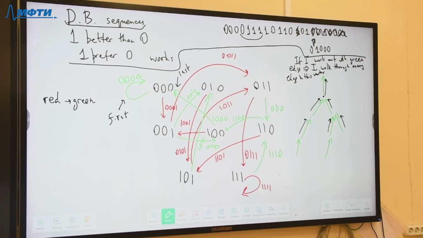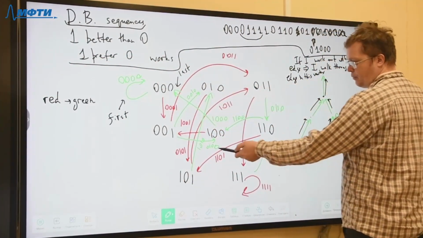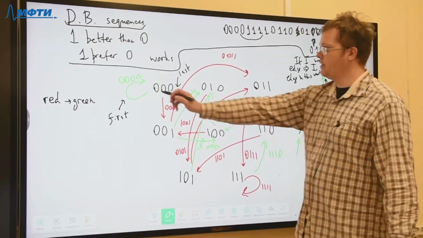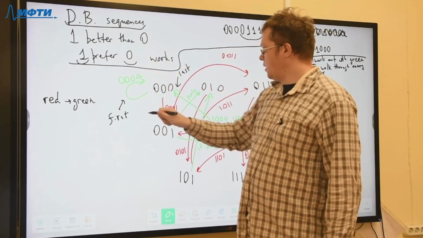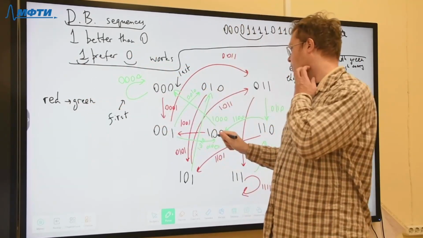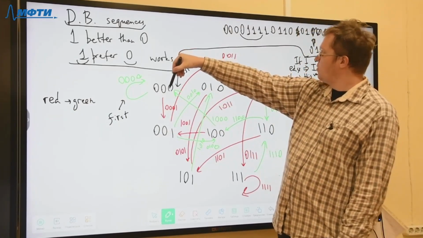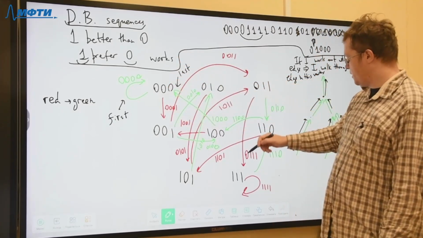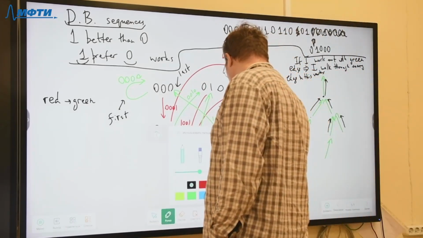How do you color the edges? Yeah, it's very simple. If I add 0 at the end, it means that it's green, and if adding 1 at the end, it's red. It's just like this algorithm. So 1 prefers 0 means that I use red then green. So I start here, then I go through a red edge, then I use a red edge here, then I use a red edge here, and you see that I will be getting my sequence here.